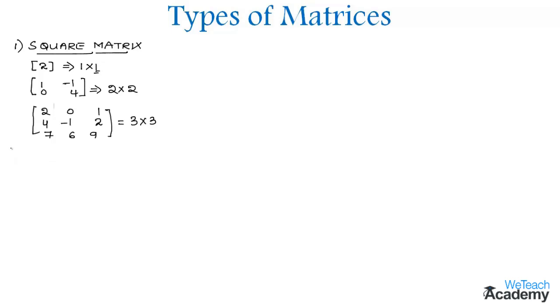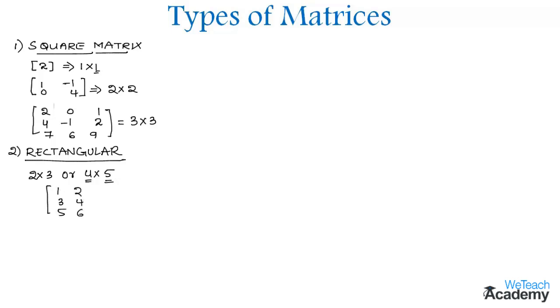And then the next category, which is a rectangular matrix. A matrix of order 2 by 3 or 4 by 5, in which the number of rows is not equal to the number of columns, is called a rectangular matrix. For example, let us take this matrix, and the order of this matrix will be 3 by 2. So this matrix is called a rectangular matrix as the number of rows is not equal to the number of columns.